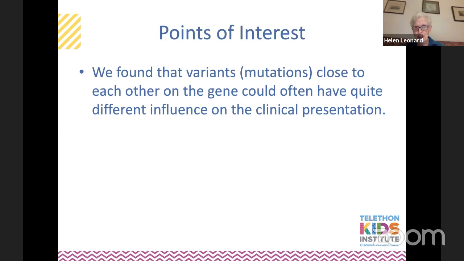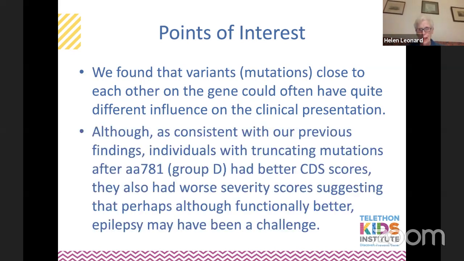So some points of interest. We found that in some cases, mutations that were directly next to each other on the gene could often have quite a different influence on clinical presentation. Another reason for not grouping them as we did originally. We found, as I think I explained to you when you saw the slide, consistent with our previous findings, those with late truncating mutations had better development scores, but they also had worse severity scores, suggesting that although they might be functionally better, their epilepsy may be a challenge.